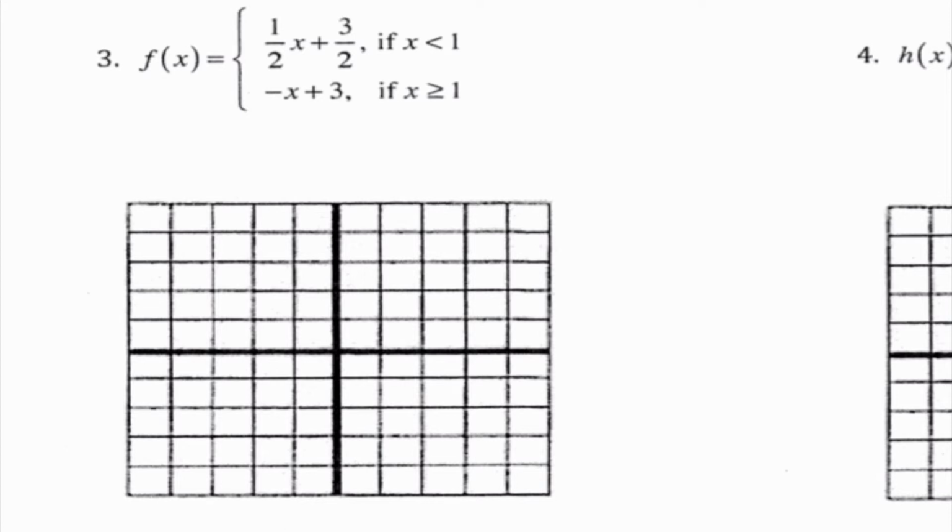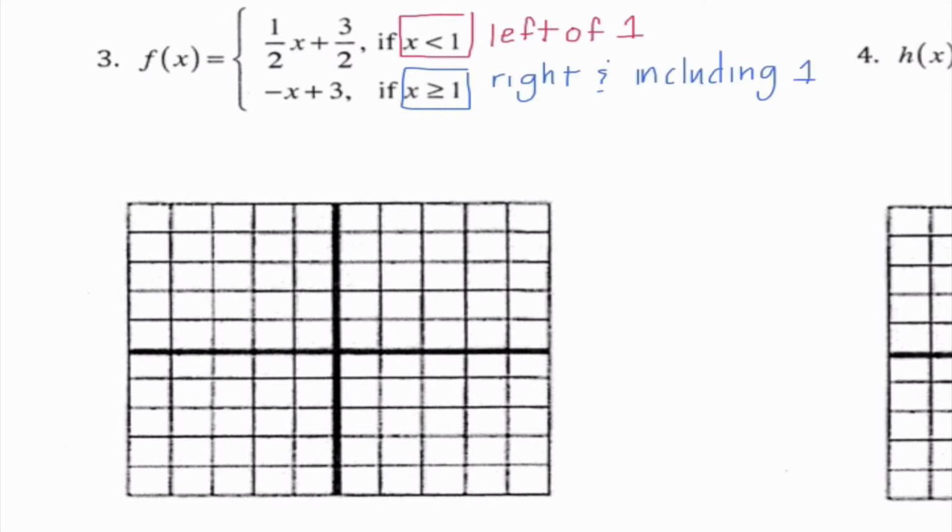So if I look at this domain, it says x is less than 1. So that tells me, since we're talking about x's, that it's to the left of 1, because values less than 1 are to the left. Our second one says x is greater than or equal to 1, so that is going to be to the right and including 1. The reason why it's including is because it has the equal to sign. So that's telling me to the left of 1, this is what I'm graphing. To the right and including 1, this is what I'm going to go ahead and graph. So I'm going to do one specific graph at a time.